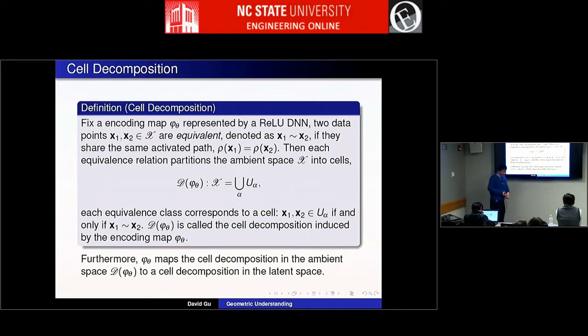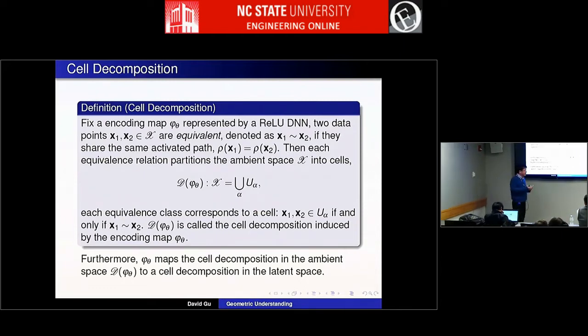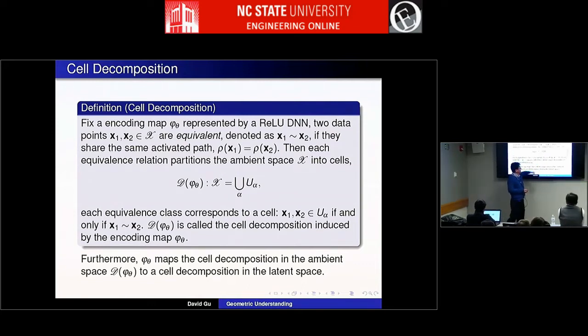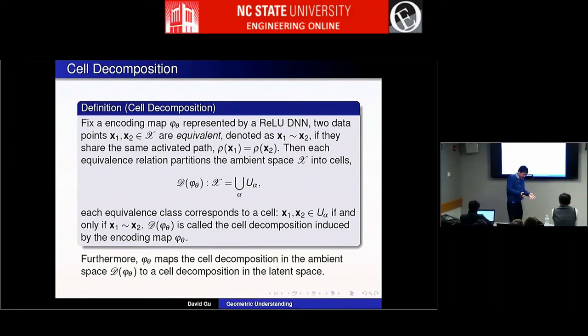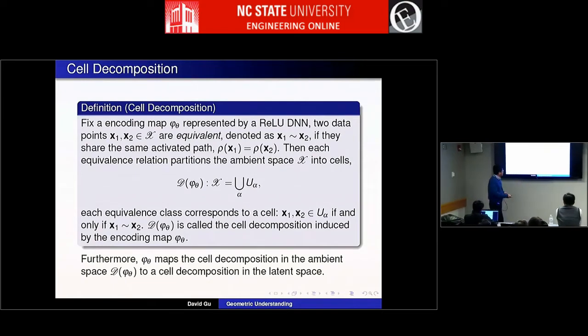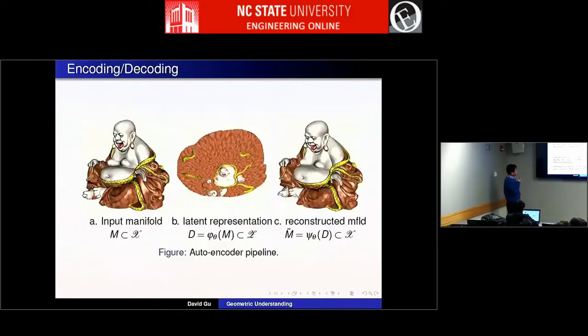By this equivalence relation, we can partition the input space into many cells. Each cell corresponds to a unique activated path. Within each cell, the mapping is linear, but across different cells, the mapping is nonlinear. So we can visualize this cell structure.